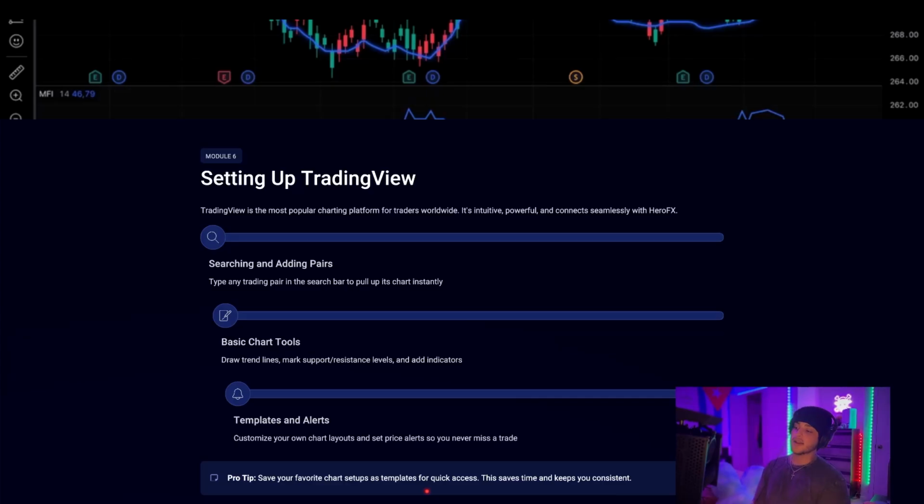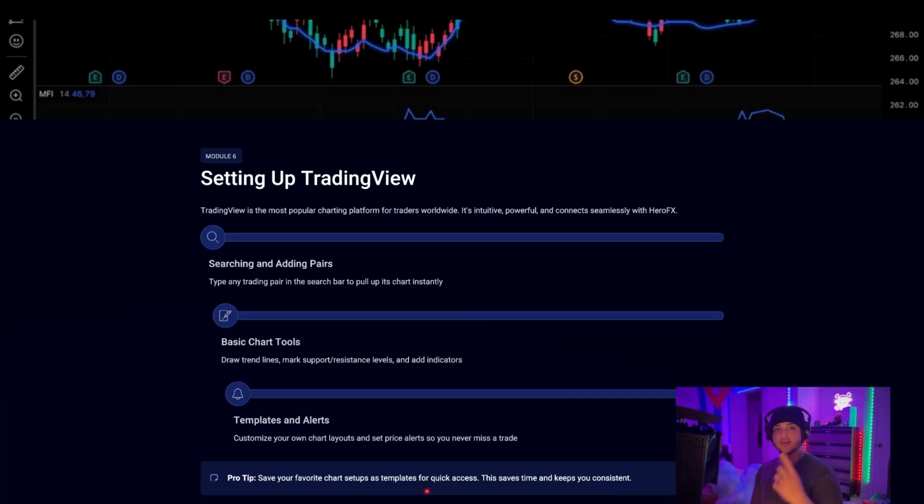Module 6, setting up TradingView. TradingView is the most popular charting platform for traders worldwide. It's intuitive, powerful, and connects seamlessly with HeroFX. Yes, it does. Searching and adding pairs: type any trading pair in the search bar to pull up its chart instantly.